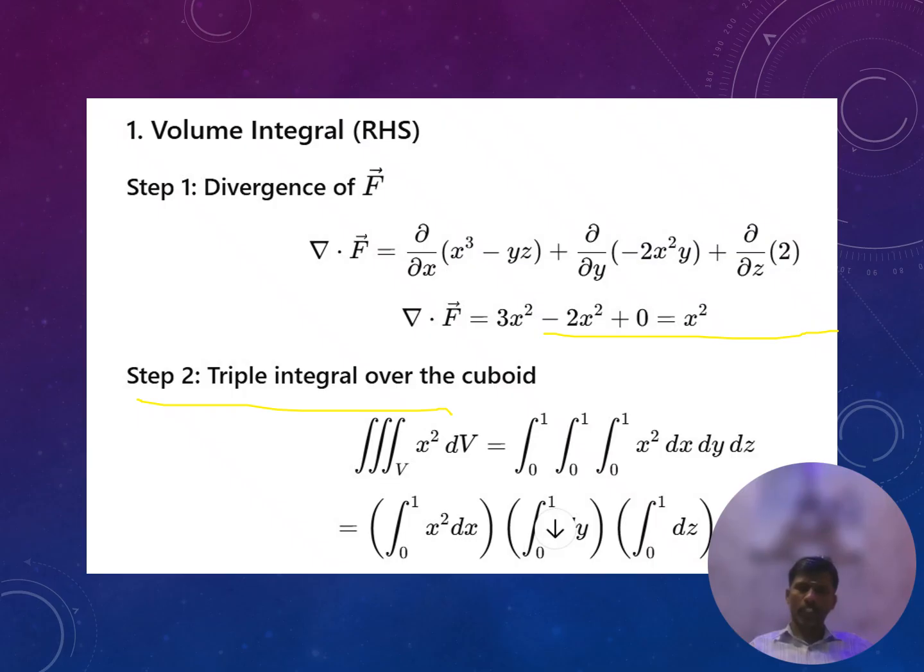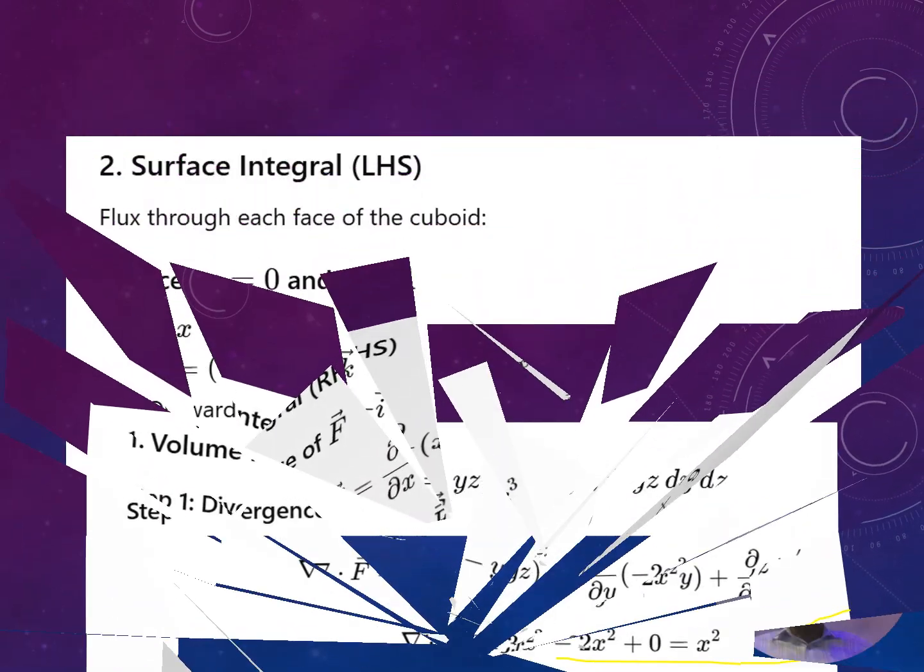All these limits are constants, so it is easy to integrate. The integration of x square with respect to x is x cubed by 3. Substituting the upper and lower values, the value is 1 by 3. Again, we integrate with respect to y, and again with respect to z. Hence this value is equal to 1 by 3.